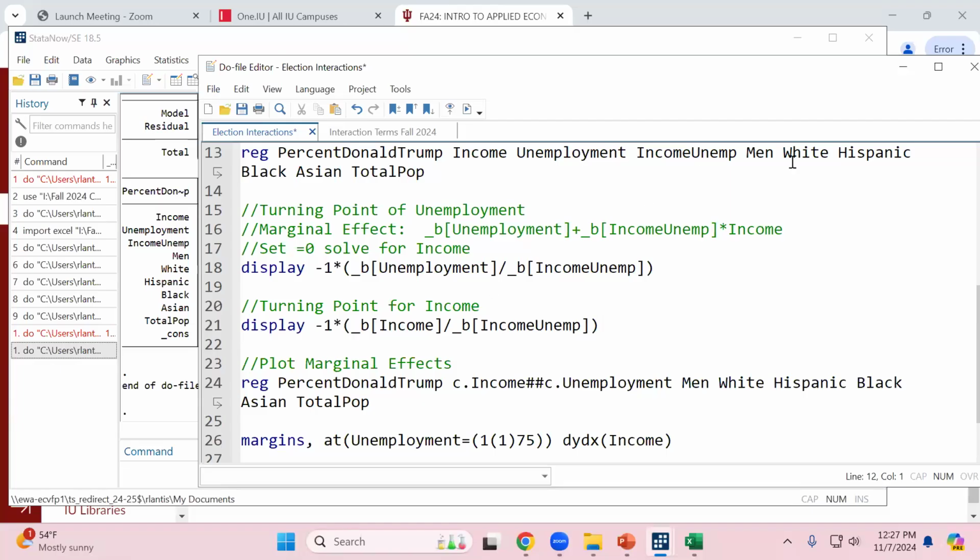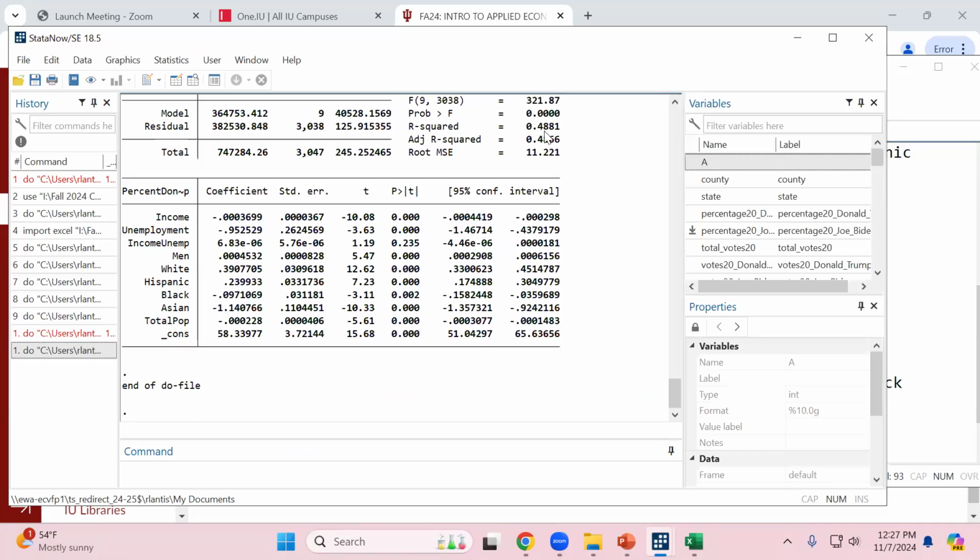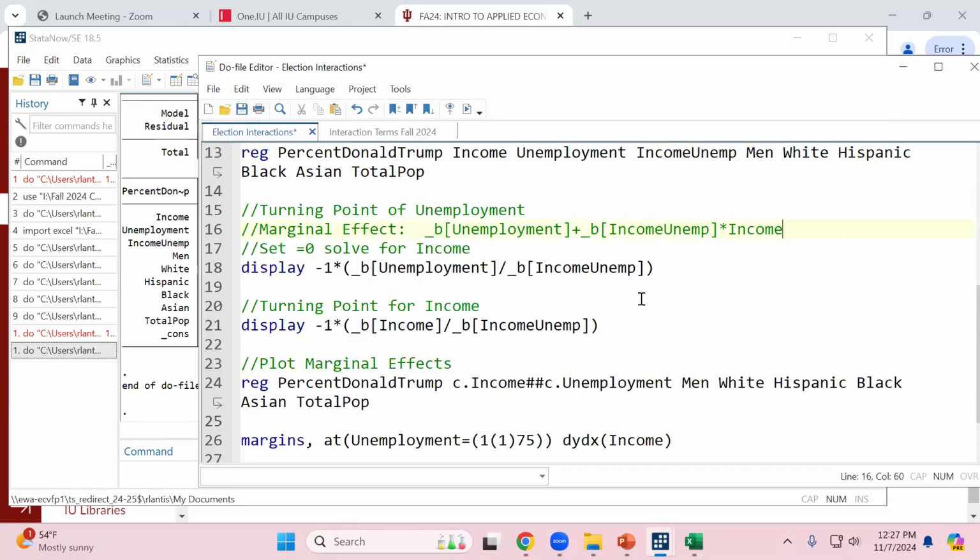Now, I've included some other controls in here I didn't mention before, like the proportion of the county that was male, the proportion of different races, and total population. It's not perfect controls. My R squared is still about 0.5, so there's still about half of the things I can't explain, but it's not 0.001 or whatever we were looking at in one of the regressions earlier.